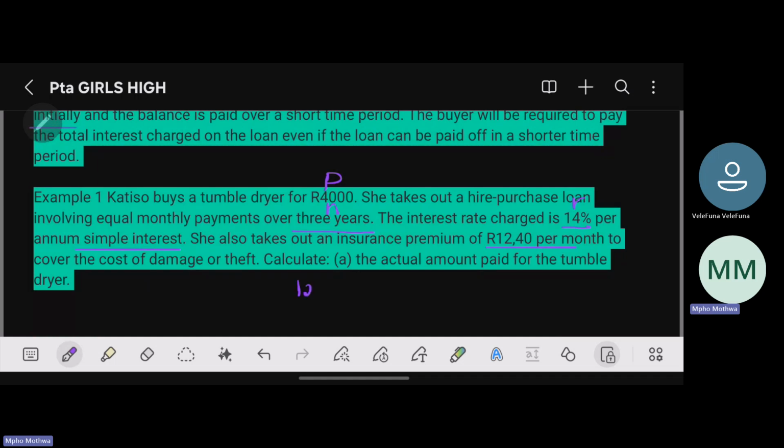So for a year you are going to say 12 rand 40 times 12, because a year has 12 months. Please do the calculation here. It equals 148.8. This is the money that Katiso pays over a year for the insurance. But remember, what is our time period here? It's 3 years, so you times it by 3. What do you get? 446.4. So now we have dealt with this money.